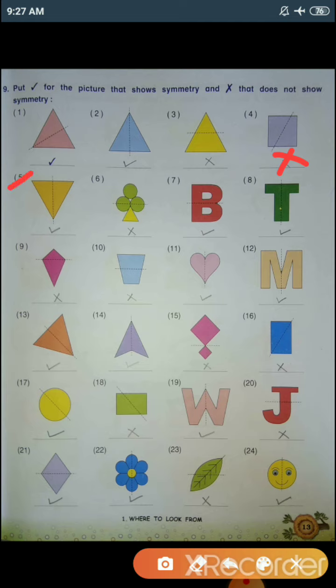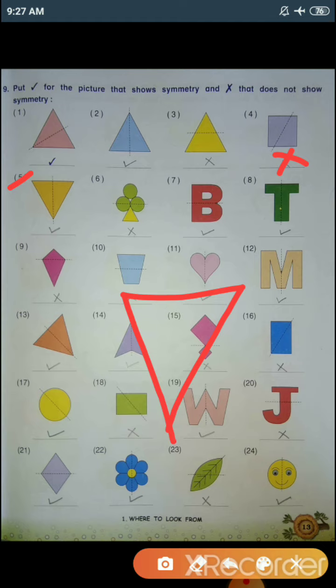Now number 5. From all these 24 questions, you had already done some of these questions in your textbook. Now let's see number 5.